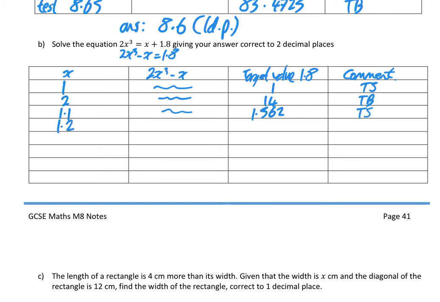I'll try 1.2, and when I try 1.2, it gives me 2.256, which is too big. Okay, what I know so far, I know my answer lies between 1 and 2. I also know my answer lies between 1.1 and 1.2. Now, we're to go to 2 decimal places here, so I need to go a wee bit further. I'm going to guess it's slightly closer to 1.1 than it is to 1.2. So I'm going to have a wee go.